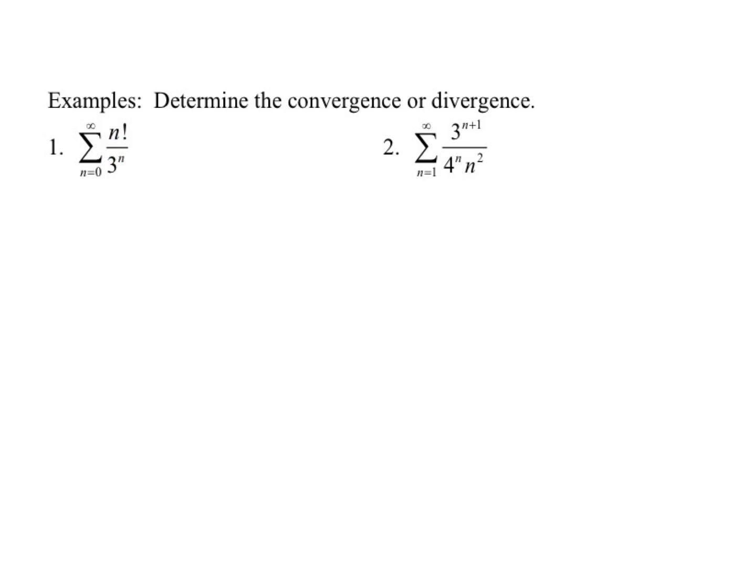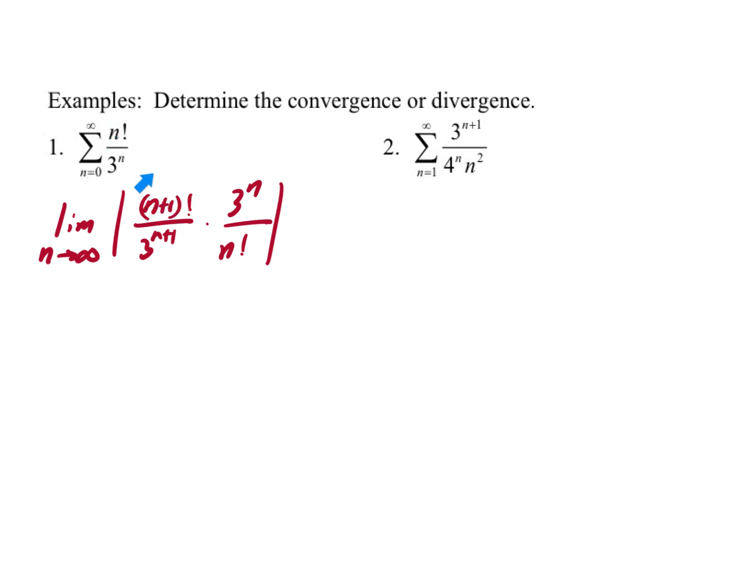Well, the next term means we're adding 1 to n. Whatever our n is, we're adding 1 to it. So what this setup looks like is instead of being n factorial, it's n plus 1 factorial. Instead of being 3 to the n, it's 3 to the n plus 1. And then this is just a reciprocal because when I divide by a fraction, keep, change, flip.